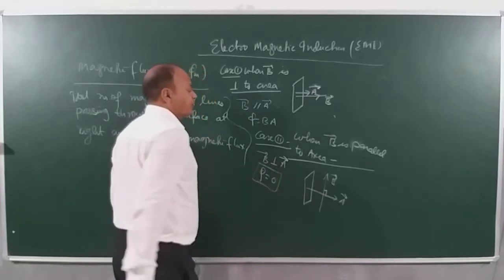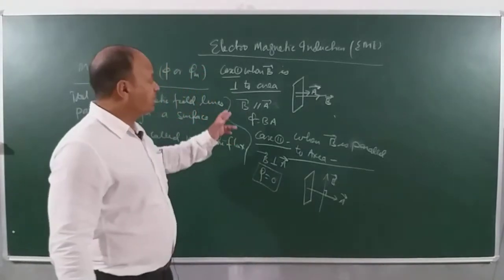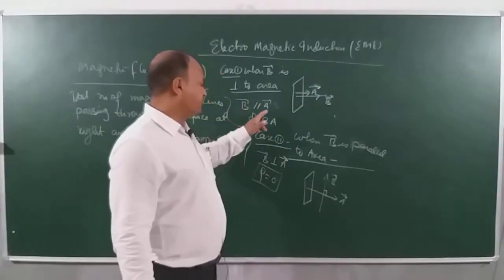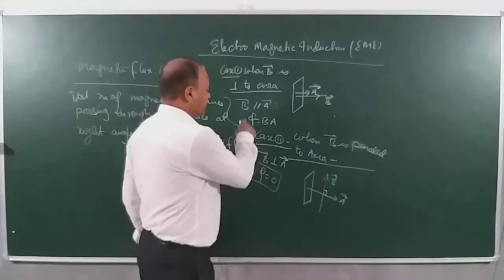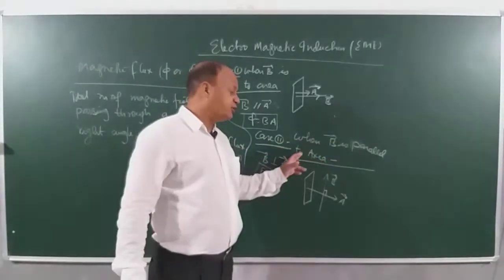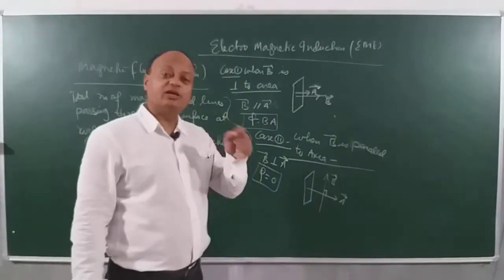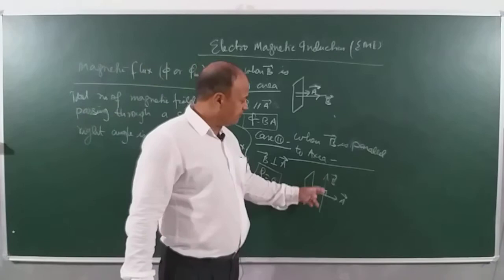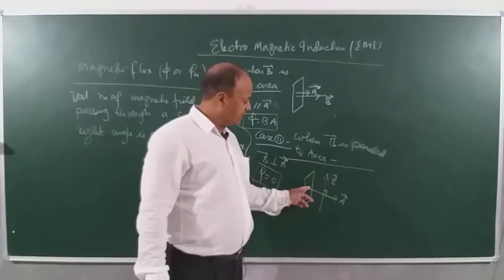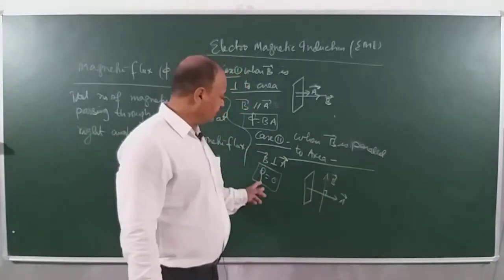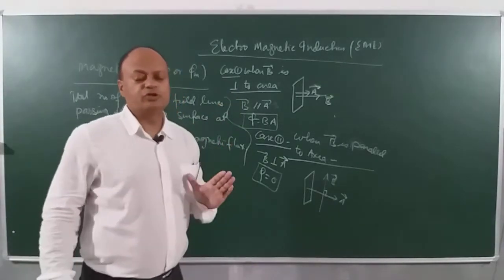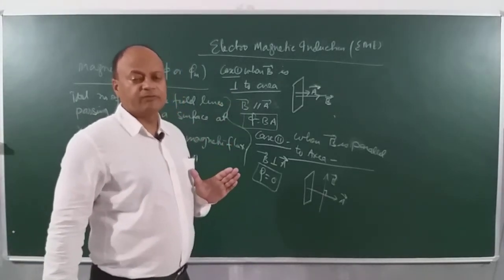Zero. Now these two results: when B is perpendicular to the given area, it means B vector is parallel to area vector. In this case, phi is equal to B into A. When B is parallel to area, not area vector, B is parallel to area. So you can clearly see B is parallel to area. It means the angle between the area vector and B is how much? 90 degree, and in this case, no magnetic lines of force will be intersected by the given surface.